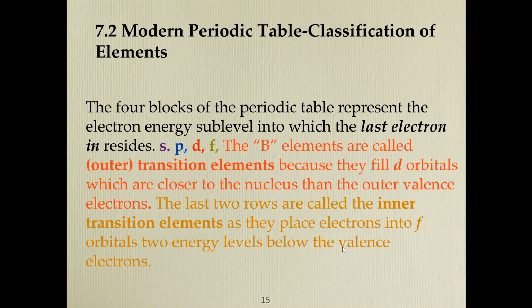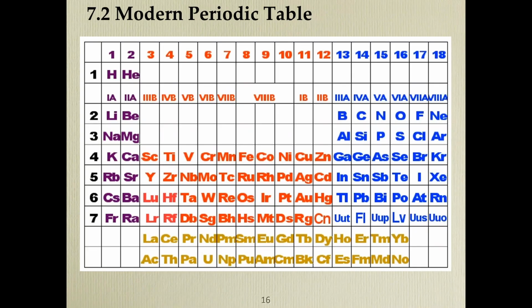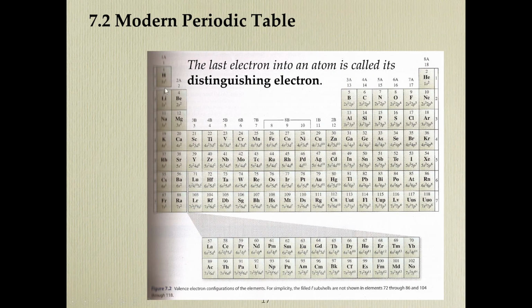Just another vocabulary term. But now, the last 2 rows, which are taken out of the periodic table, but they insert into the 6th and 7th, they're called the inner transition, as they place electrons into F orbitals, 2 energies below the valence electrons, which are the S and P electrons again. So anyway, just remember outer is your D block, inner is your F block. So anyway, here's some of those elements. Now what I'm trying to say about the electron configurations. Let's look at it. Everybody, and this will be some questions on your homework too. Can you find the element with this outer electron configuration?